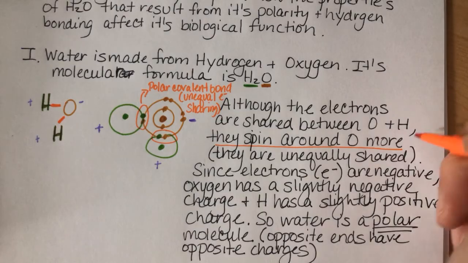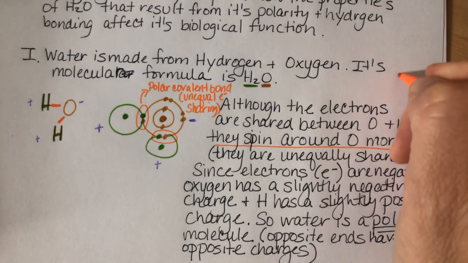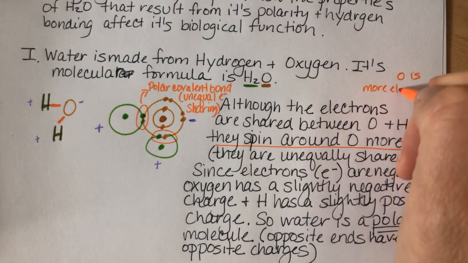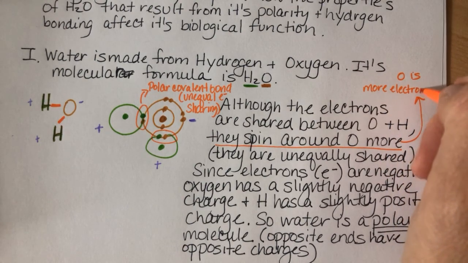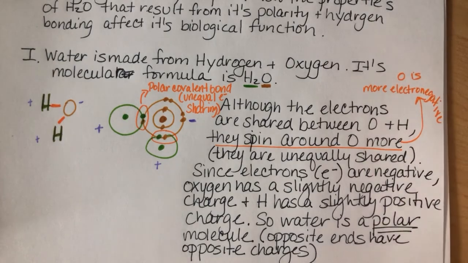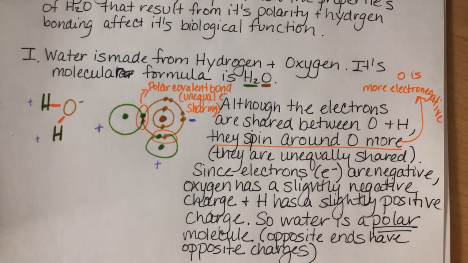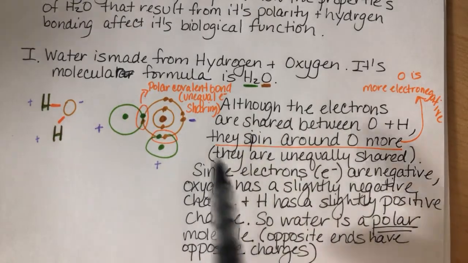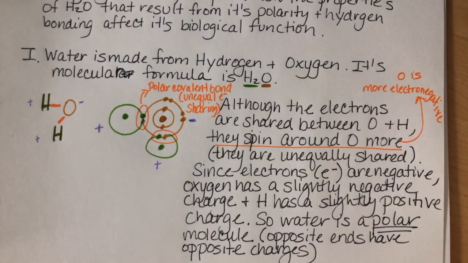And so I'm going to put over here that oxygen is more electronegative. This word will come back throughout the course. So we'll be using it on and off again. So the fact that water is polar is huge in giving water all of its properties.